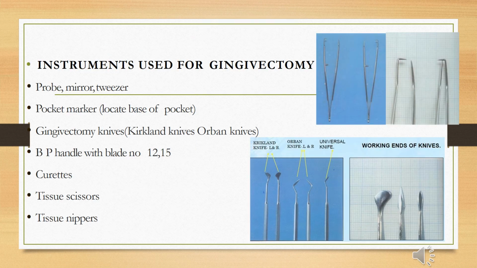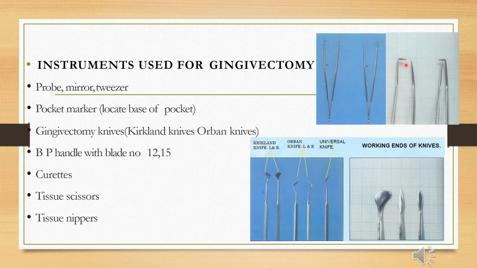So, what are the instruments that are used for gingivectomy? The probe, mirror, and tweezer are the basic diagnostic instruments that you need for all procedures. For gingivectomy, we need a pocket marker. In this picture, the pocket markers are clearly shown. You can have both mesial side and distal side. It is called Crane-Kaplan's pocket marker. So this is the marker.